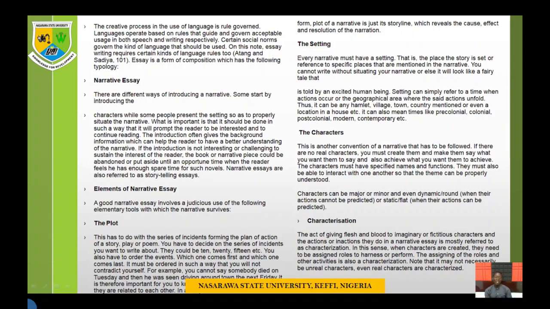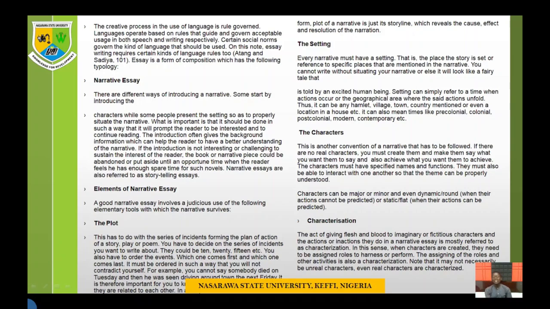Every narrative essay has some elements. Now, elements of narrative essay. A good narrative essay involves a judicious use of the following elementary tools with which the narrative survives. 1. Plot. Plot has to do with the series of incidents or events forming the plan of action of a particular story, or play, or even poem. But here we're referring to the aspect of just a narrative or a story that is not referred to as a play or a poetry.